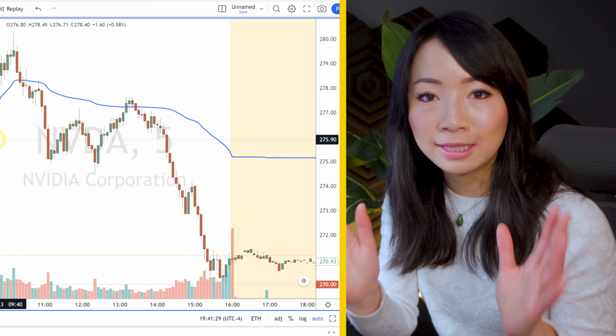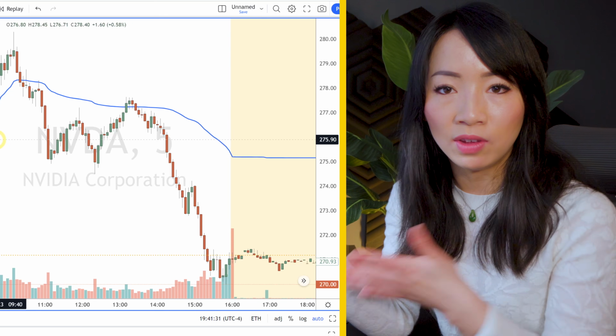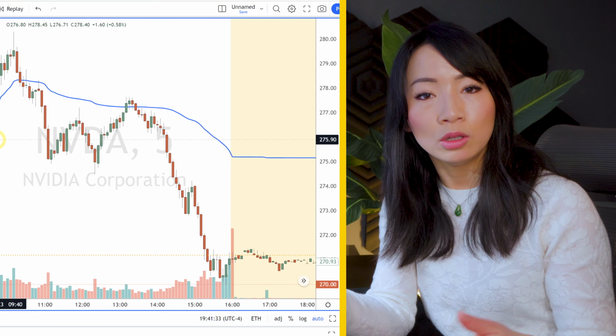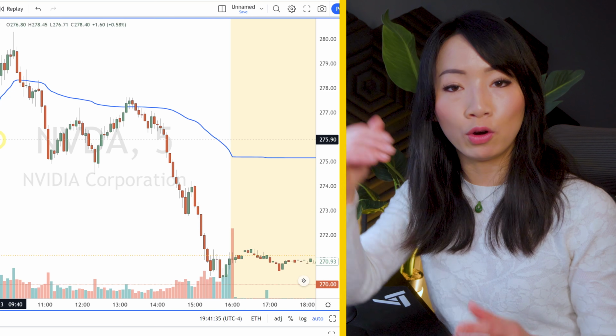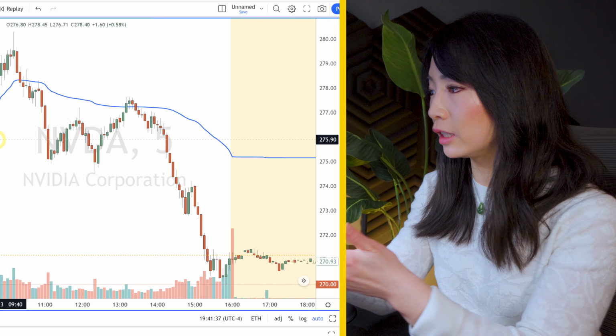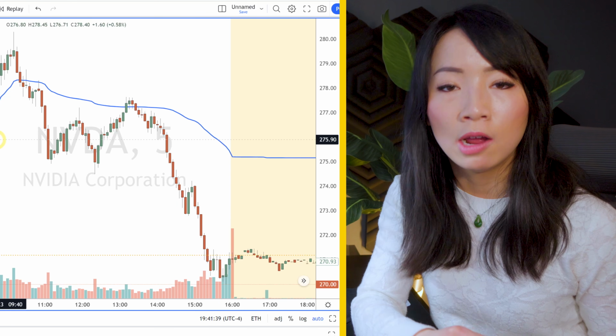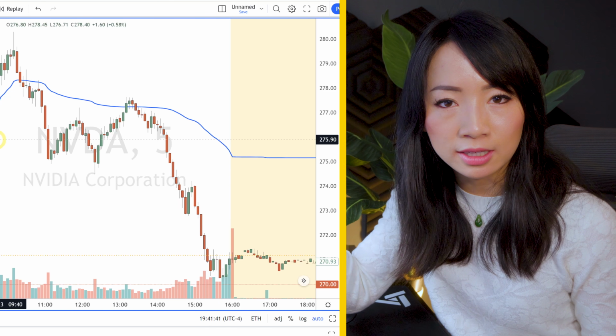This is just a very simple way that most traders use VWAP. It's a great guide to show you whether the stock is bullish for you to buy the dips, or if the stock is weak and bearish for you to short the little bounces.